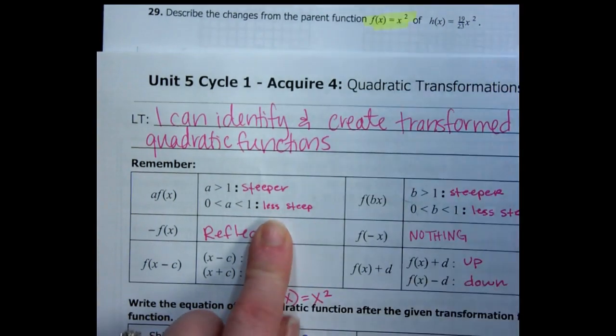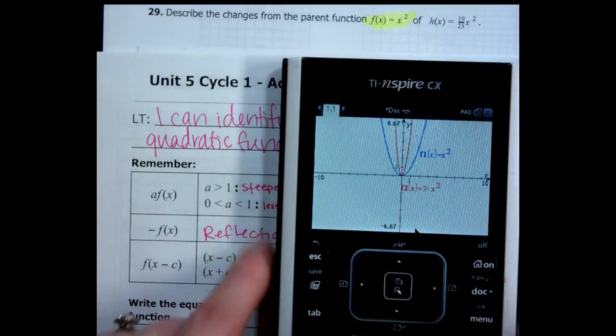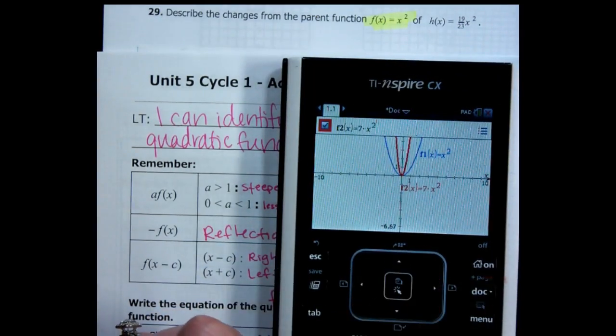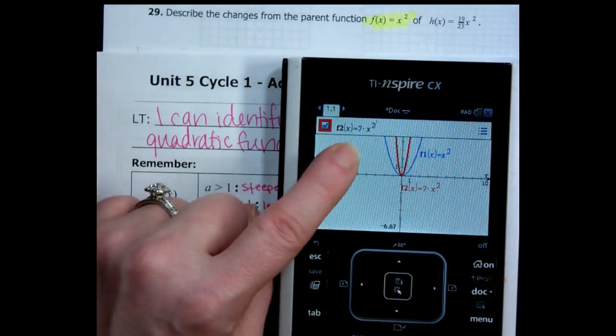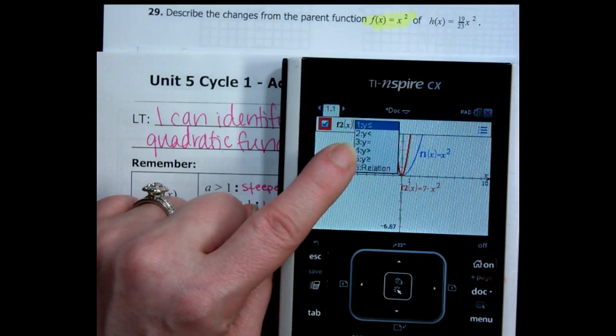Let's say I want to check my work and make sure. I'm going to hit Tab, arrow up. I'm going to delete out this one. All right, I need to make a fraction. Oops.